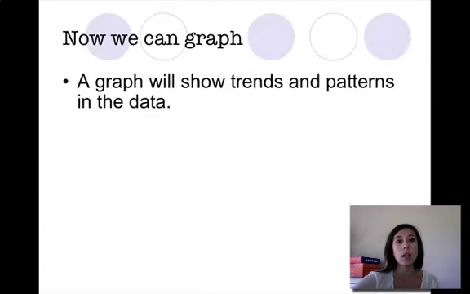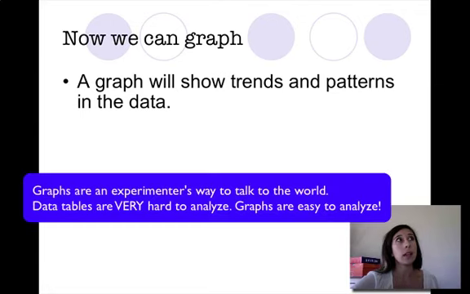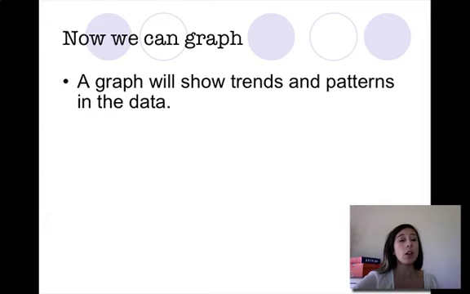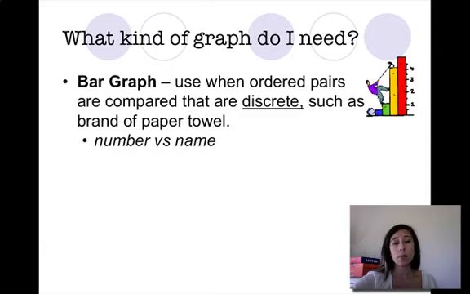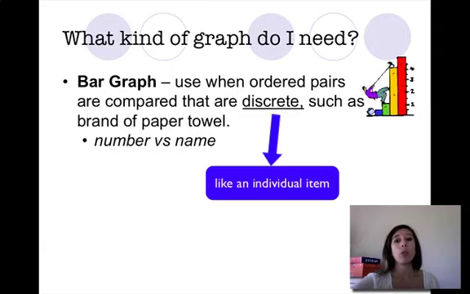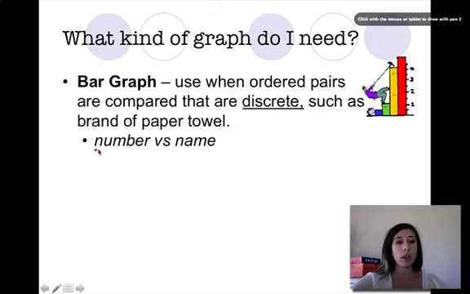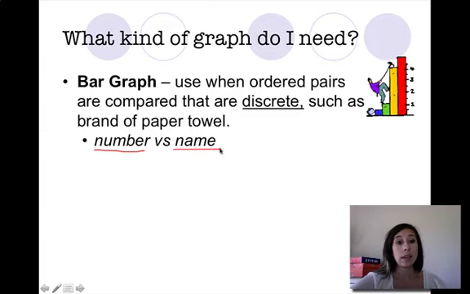Now let's look at how we can graph. If we graph, it makes our data tables so much easier to understand because you want to be able to see trends and patterns throughout your data. And so your graph is going to depend upon what type of data that you have. So the first type of graph is a bar graph, and you're going to utilize this when you have ordered pairs that are comparable and are discrete. So the easiest way to remember this is if your independent variable is associated with a number versus a name.